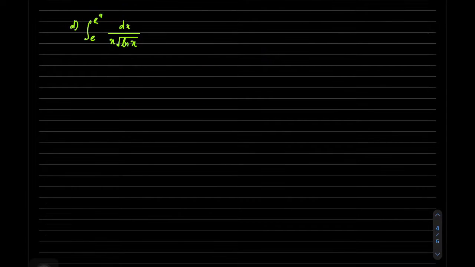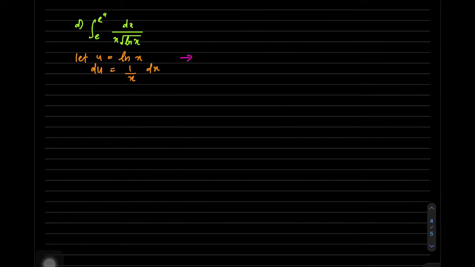Look at the question part D. So, what is the first step? Let u is equivalent to ln x. Then differentiate u, du is equivalent to 1 over x dx. Then we need to change the limit in terms of u. When your x is equivalent to e, then your u is equivalent to ln e. Ln e is actually equivalent to 1. When your x is equivalent to e power of 4, then your u is equivalent to ln e power of 4.